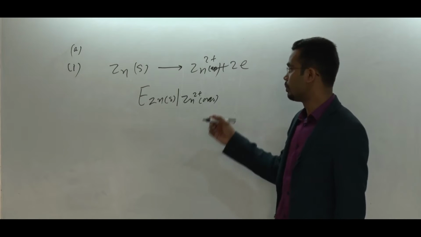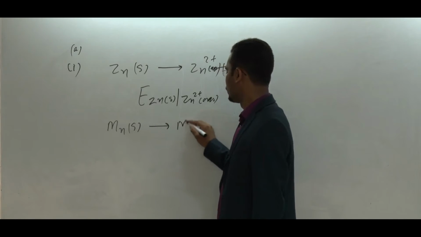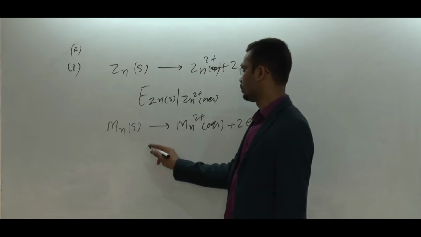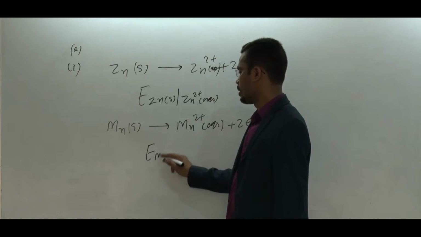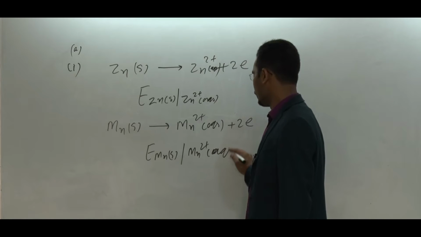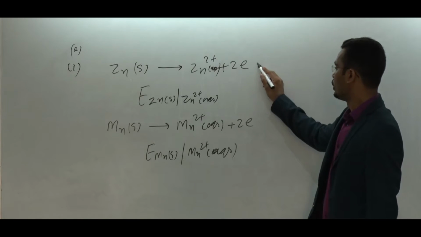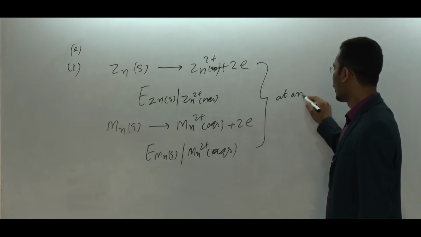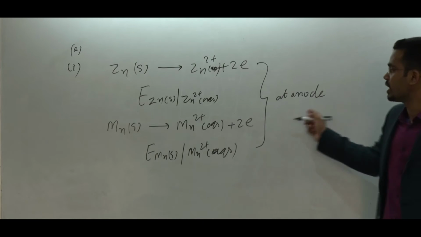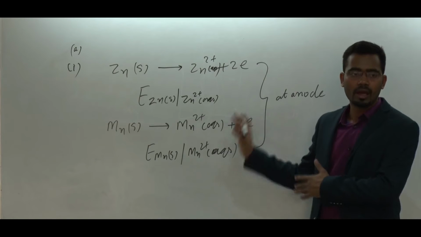Clear? For example, manganese solid goes to Mn2+ aqueous plus 2 electrons. So how do we represent it? E of Mn solid to Mn2+ aqueous. Yes or no? So write down, this is at the anode, or you can say the oxidation process. At the anode oxidation occurs, that is the loss of electron, and at that time you have to represent it like this. First the solid metal will come, then the aqueous metal, that is the ion of that metal.